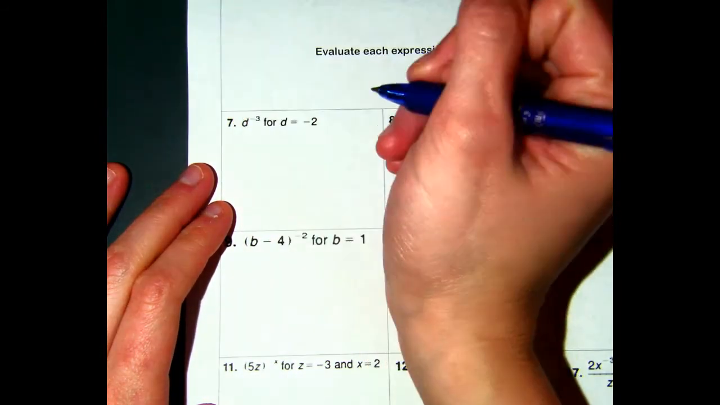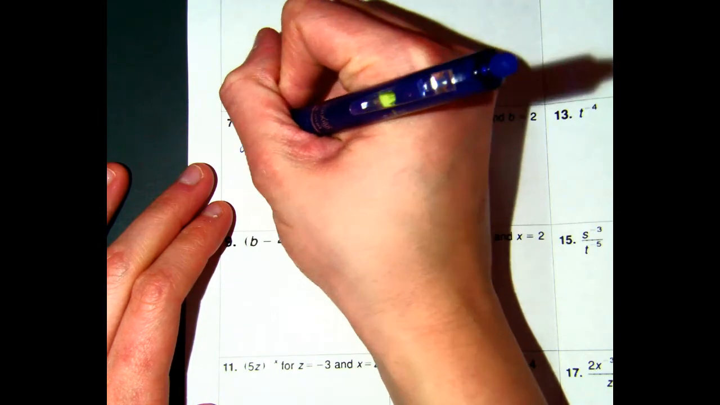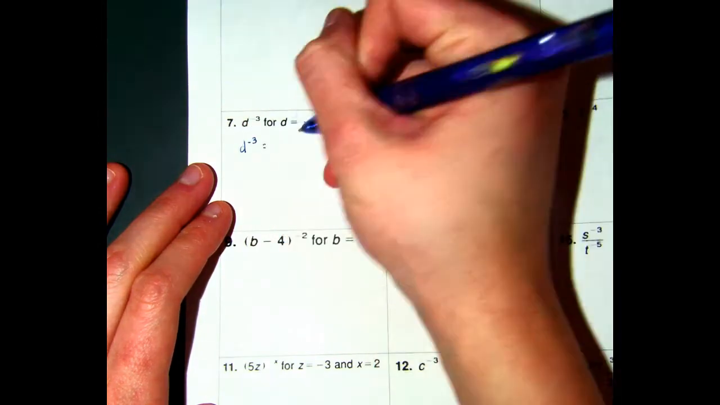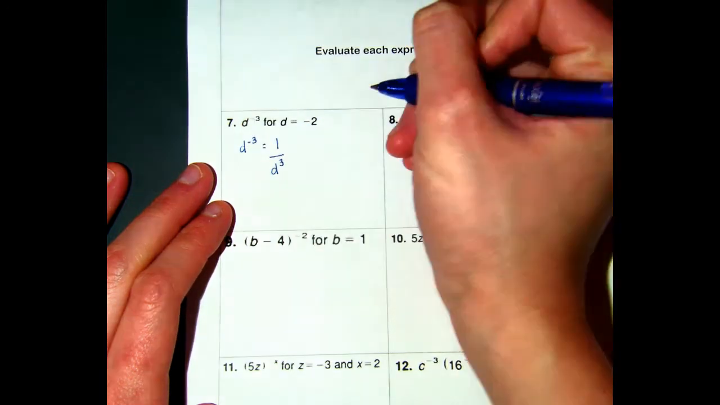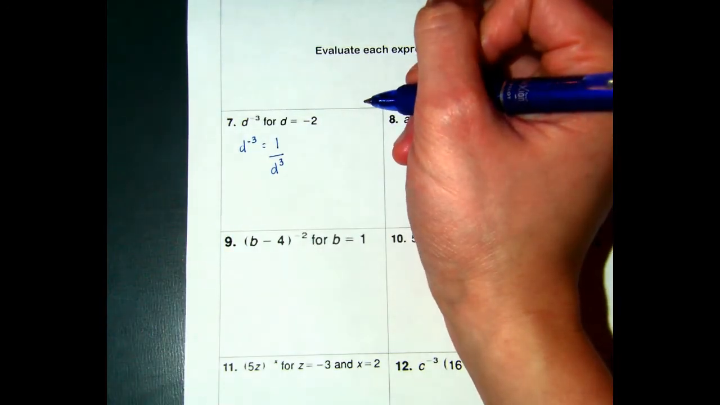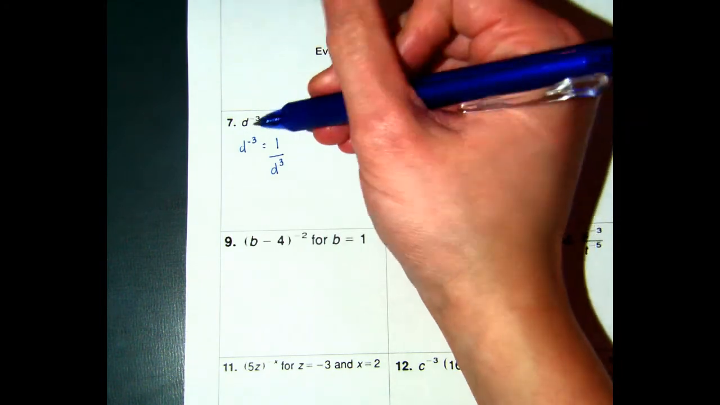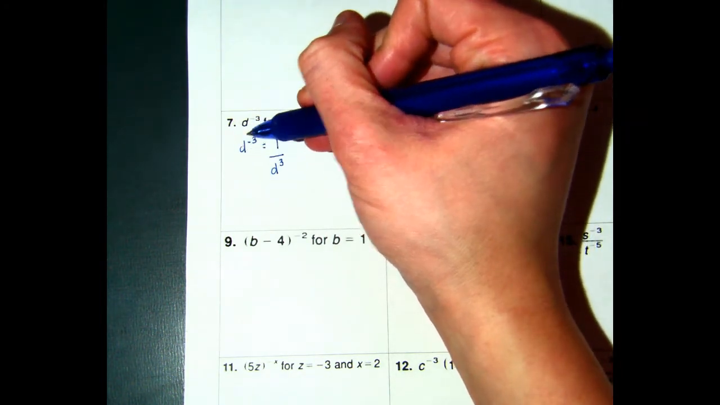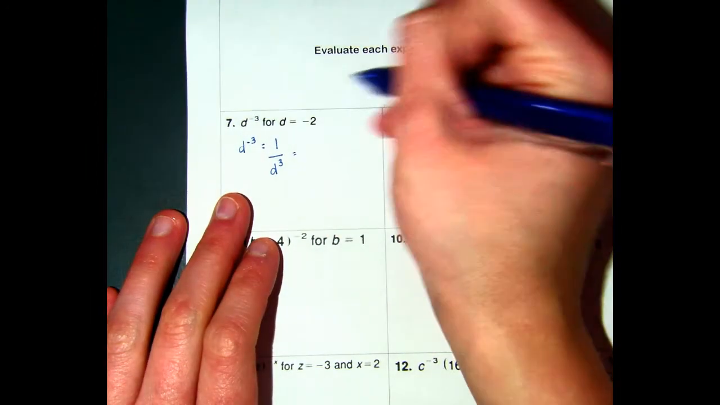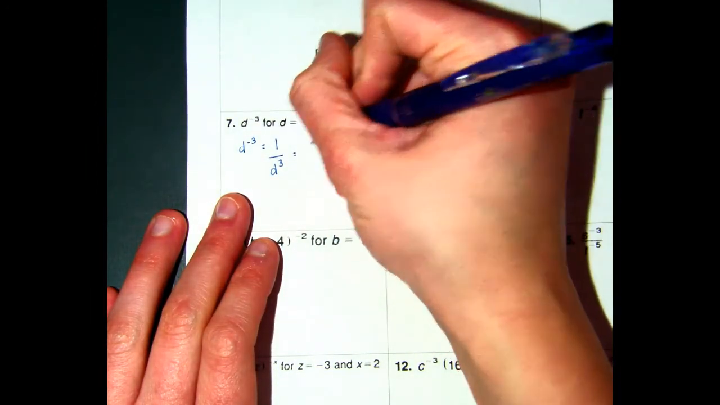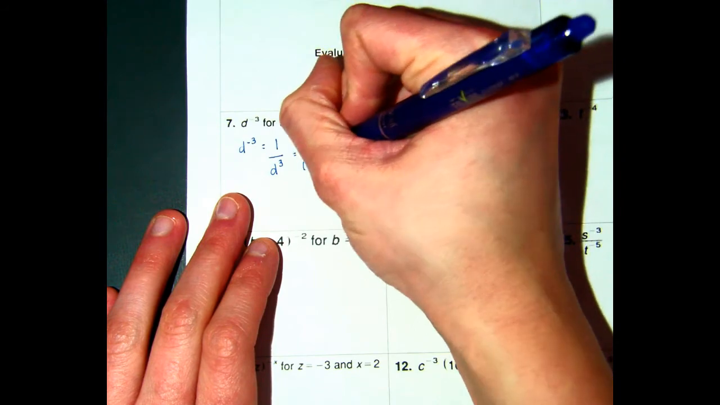I have d to the negative third. So if I'm simplifying d to the negative third power, I'm going to have 1 over d to the third power. It's no different than what we did on the front, except we now have a variable. I'm then, because I am evaluating, going to plug in negative 2. So 1 over, I'm going to put it in parentheses when I plug it in.